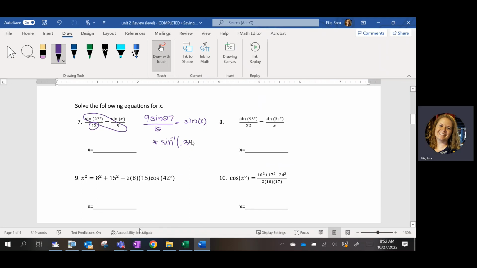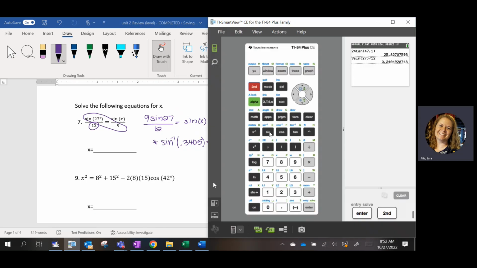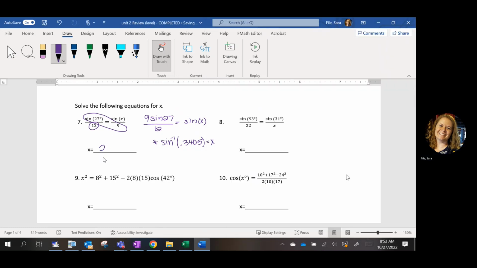405. Now, in my calculator, I'm not going to type this rounded number. I'm going to use the whole number from my calculator. So I'm going to do inverse sine, so second sine of this whole thing. Okay, so that is the angle measure. So for angle measures, we're going to round to the nearest degree, so the nearest whole number. So this would round to 20, right? 19.9 would round up to 20 degrees. So this is 20 degrees.